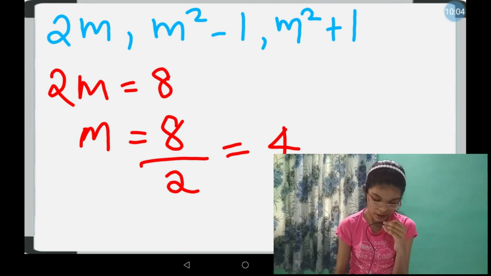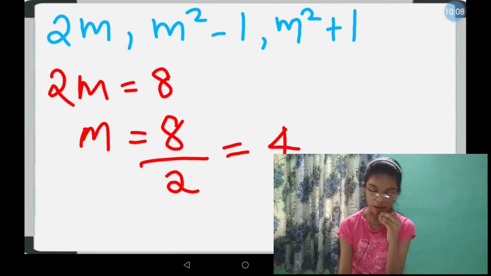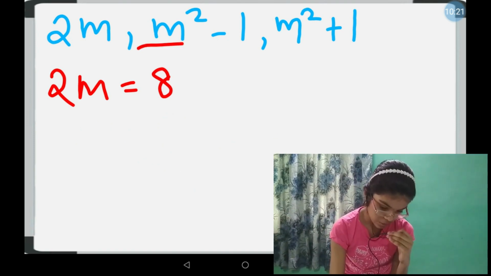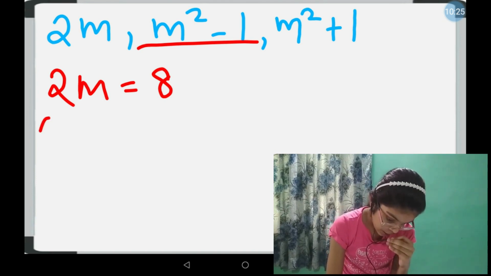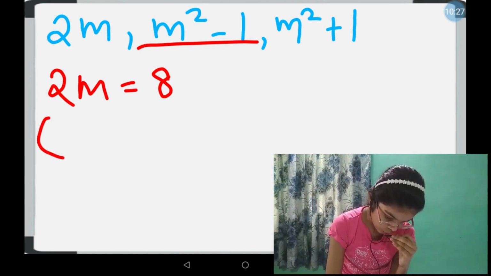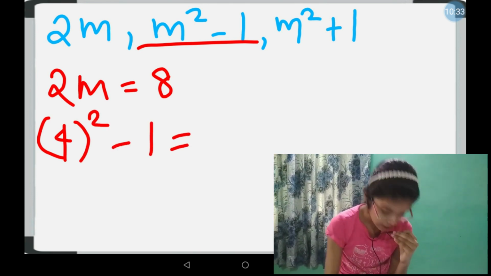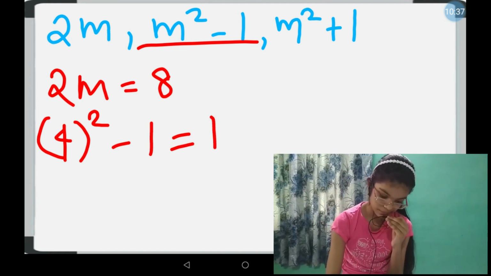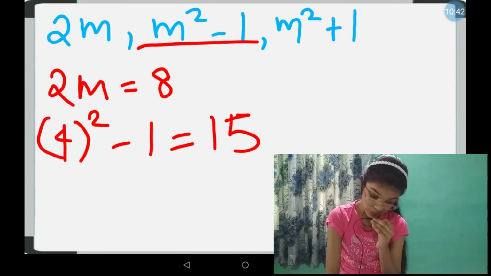So now we know that m equals 4, and we already know 2m, so we just have to find m squared minus 1 and m squared plus 1. Now let's do m squared minus 1. So m, I'm going to put a bracket around 4 because 4 is m here, 4 squared minus 1. 4 squared is 16, minus 1 is 15. And 4 squared plus 1.